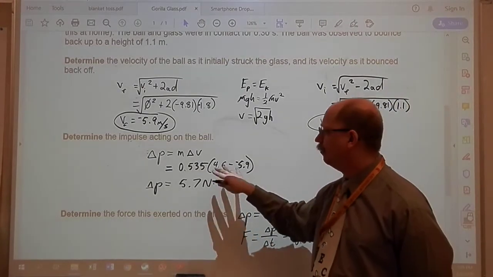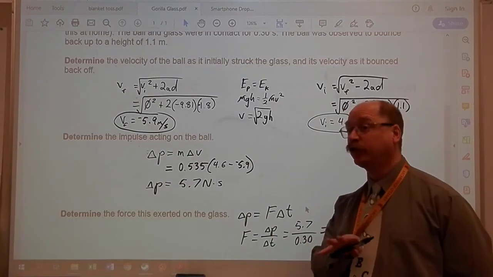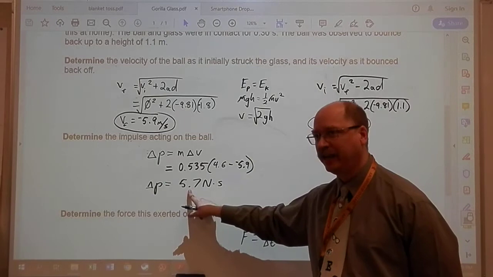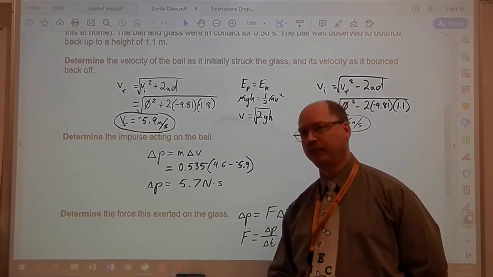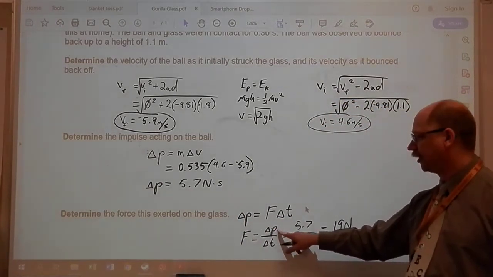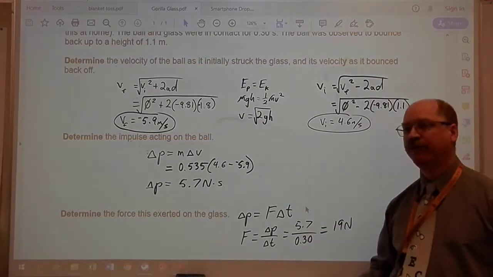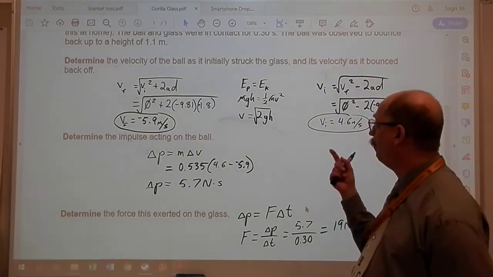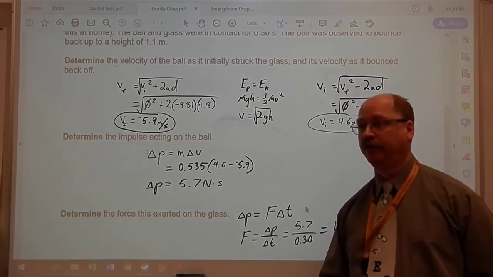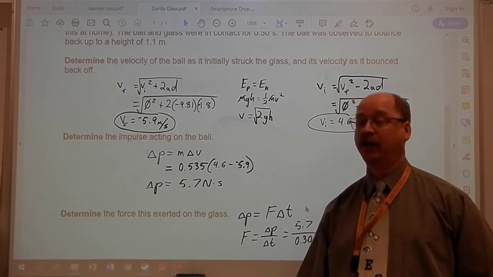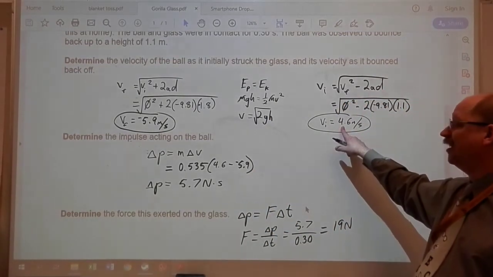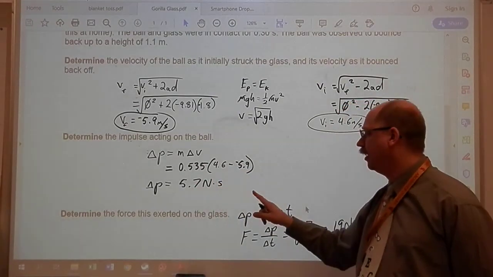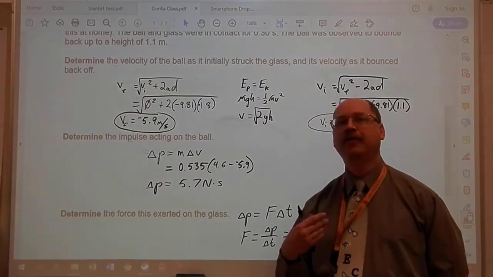That would mean that because I've made the delta V bigger, delta P would be bigger. There would be more impulse needed. If the impulse has increased here, so would the force. You're potentially going to cause more damage to the glass. So minimizing this, if we could, we want the ball to hit and not bounce back up at all. That would mean this would be 0. This would be 0. This would be the smallest it could be, and this would be the smallest it could be. That would be the best deal.